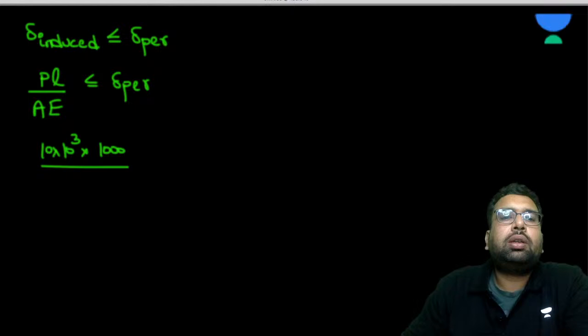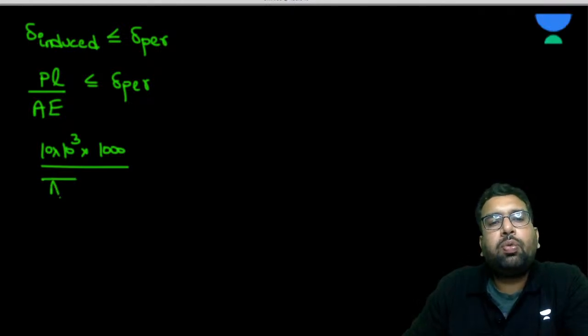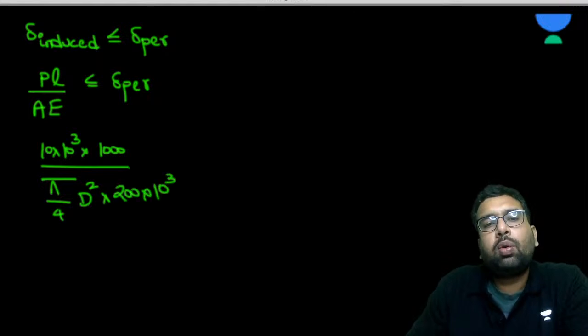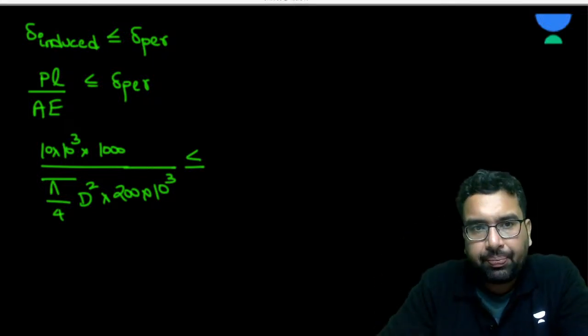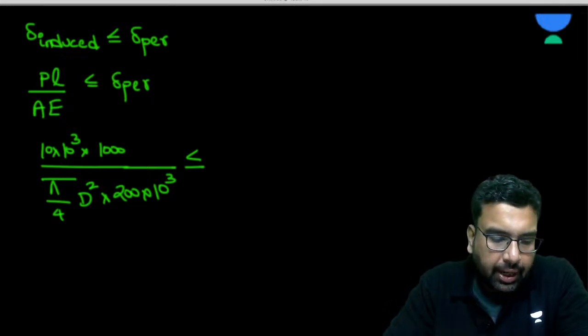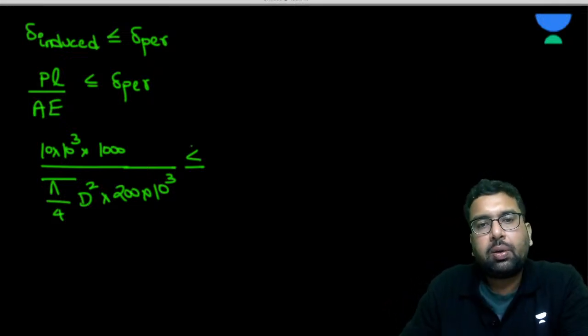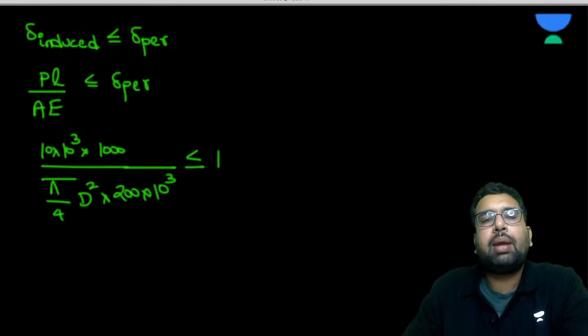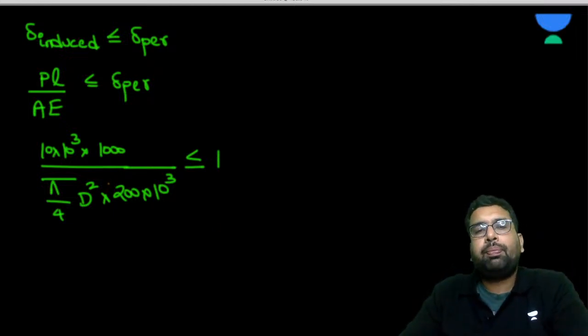Right now, what is the A? Sir, it is pi by 4 d square. Sir, how without a calculator are we going to do this calculation? Don't worry, I am giving you this question for the understanding of the concept. That is the idea. So delta permissible is going to be 1 mm. Now from here, can we calculate the D?